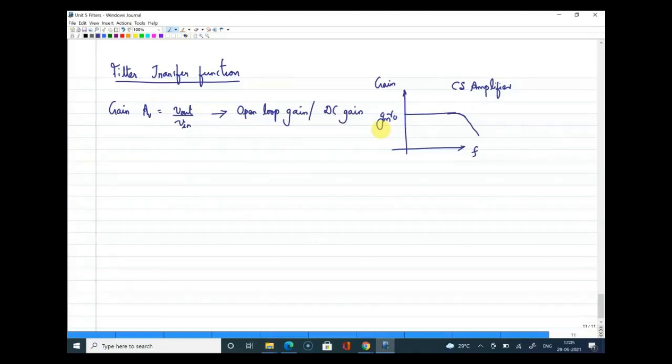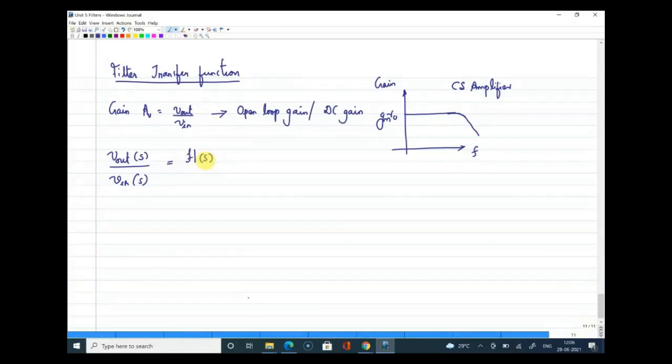So when we bring the frequency into the picture, that means if I look at output as a function of frequency and input also as a function of frequency, instead of calling it open loop gain or gain, we generally call this a transfer function, because it is expressed as a function of frequency.